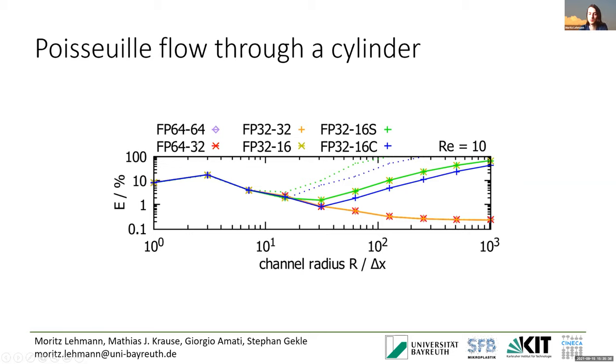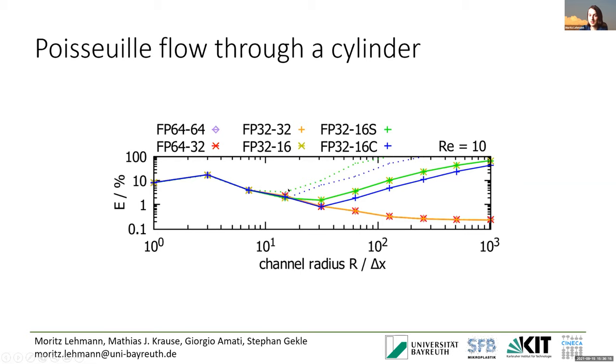However, the 16-bit formats struggle if the channel radius is too large. The reason is that they struggle to resolve tiny differences in velocity. If the channel is large, from shell to shell there's only a tiny difference in velocity, so they just can't resolve it from some point. However, you see that the 16C format with the increased mantissa accuracy does noticeably better than the IEEE or also the 16S format.